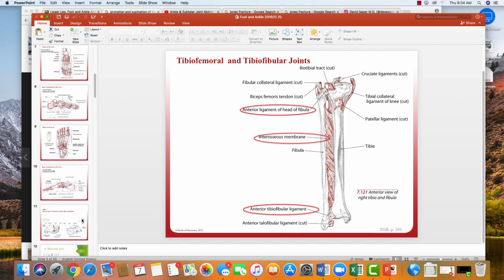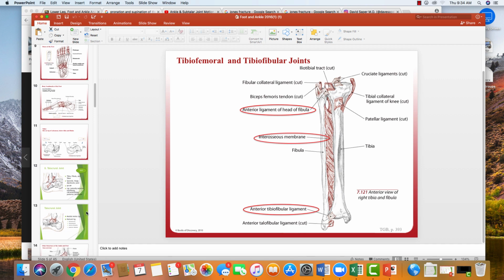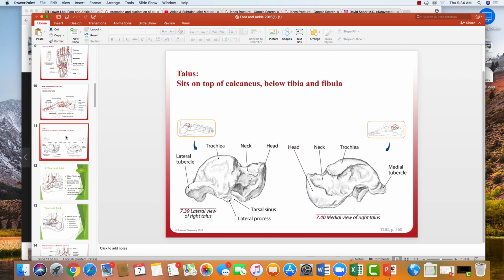I'm going to skip ahead. If you're looking at your PowerPoint, I'm going to skip just a touch because I'm going to circle back to the ankle in the next one. We look at the talus here. I'm on slide 11 now if you're following along in your PowerPoint. We look at this one here.